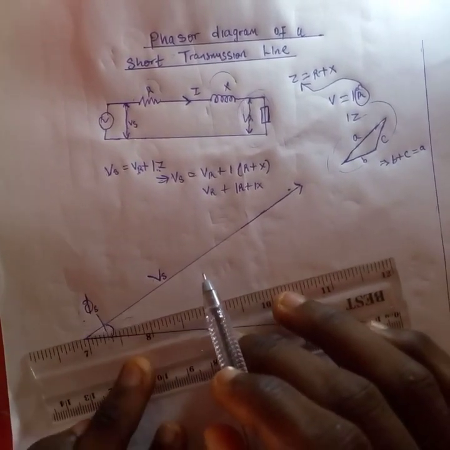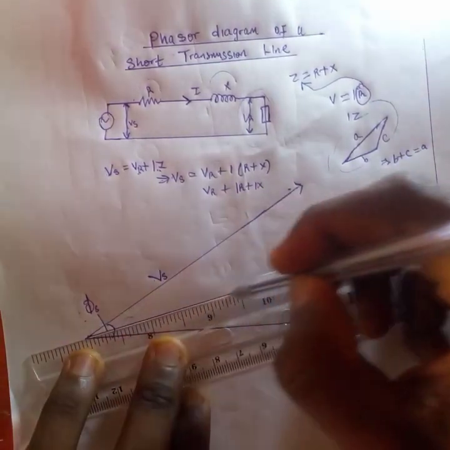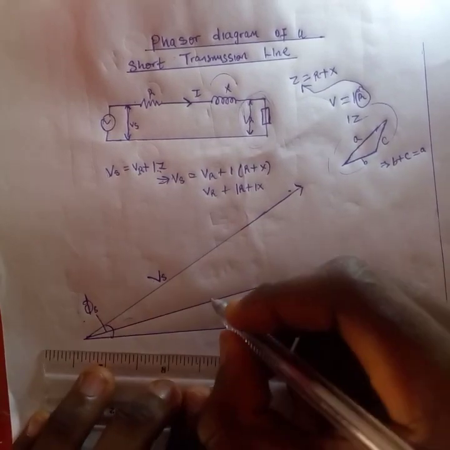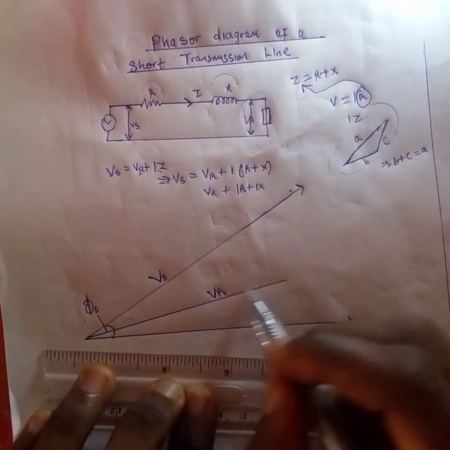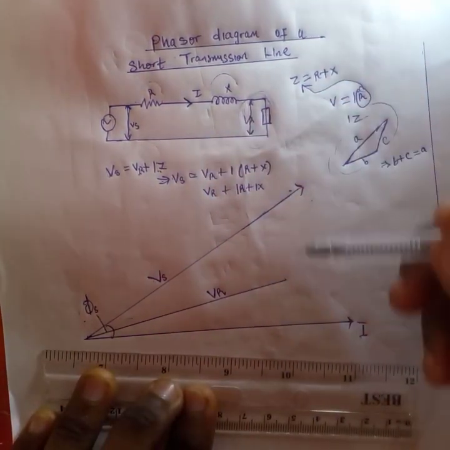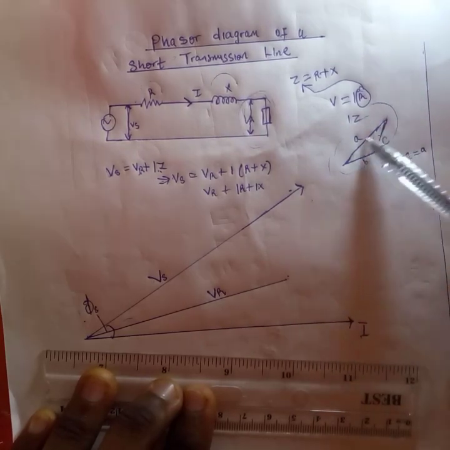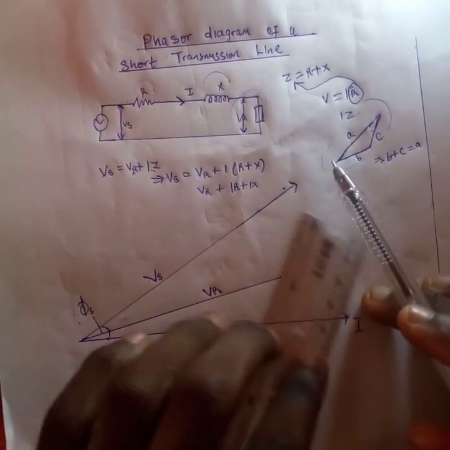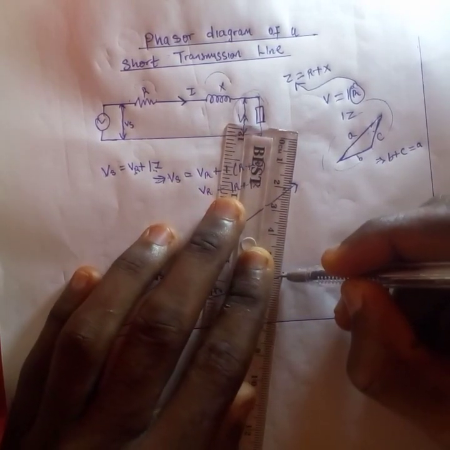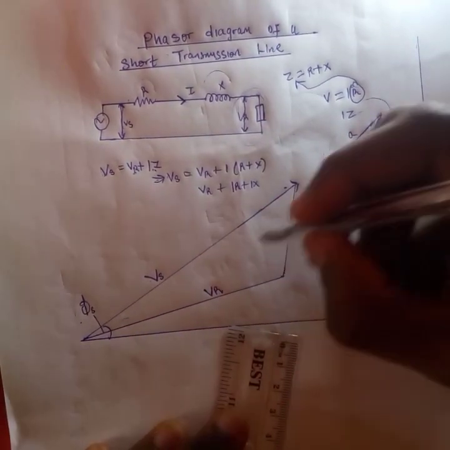So if I, from here now, draw a line, are we getting it? I draw a line and I call this VR. So I need one more component to make it equivalent to give the sum VS. The component will be in this form. Are you getting it now? So this side will be called IZ. You see how? So I will name it here IZ.